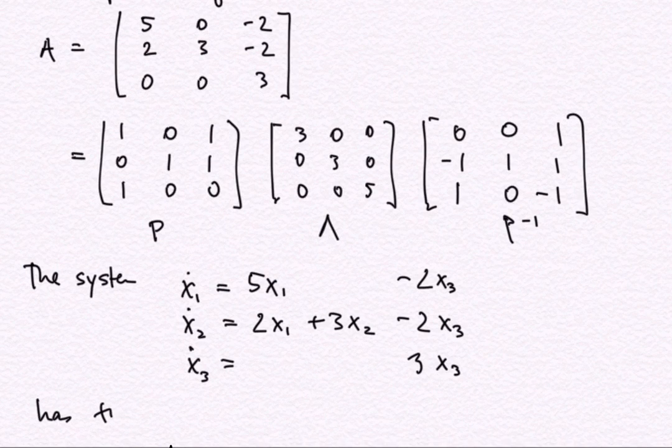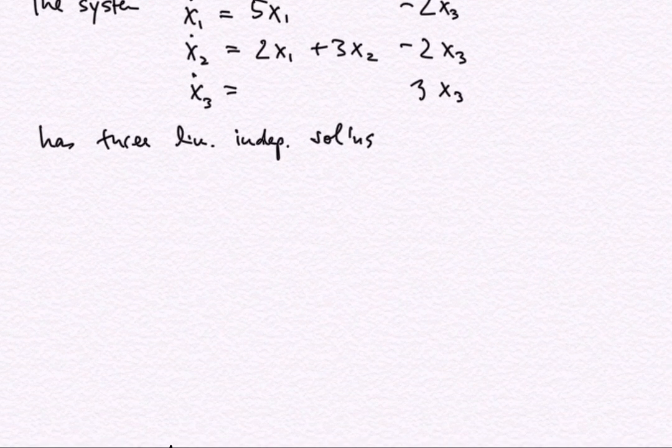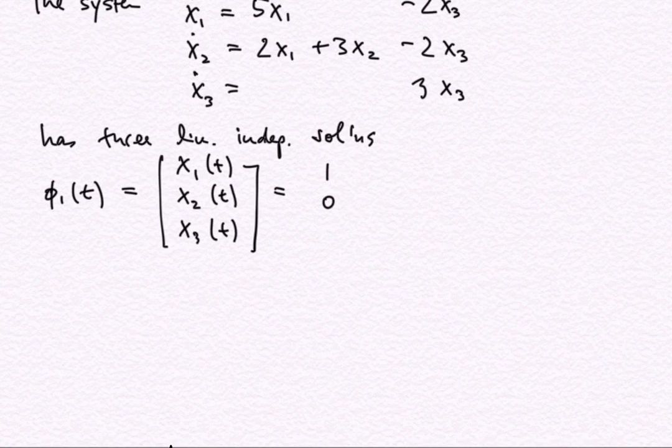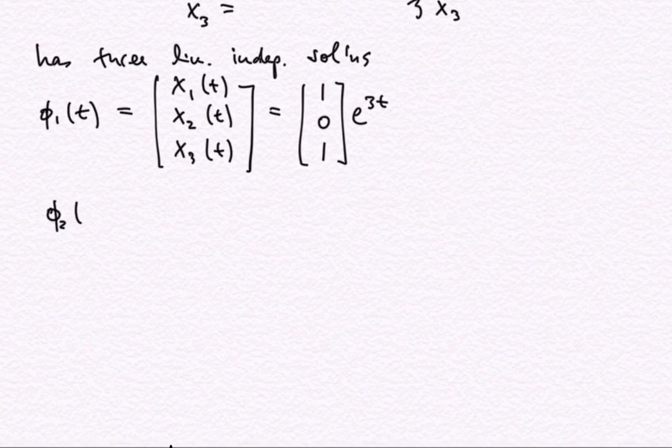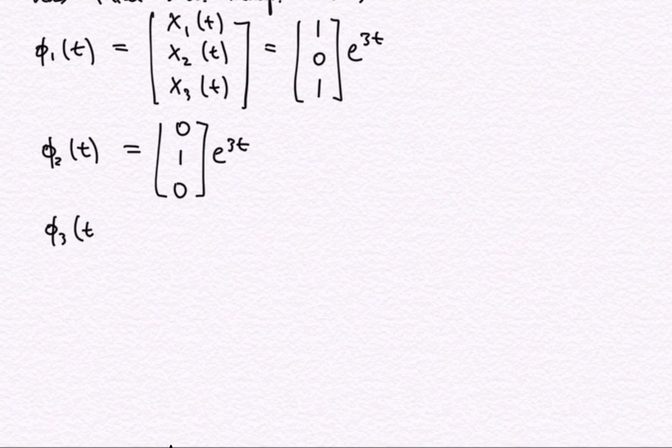The system has three linearly independent solutions given by the three eigenvectors and eigenvalues, and the fact that one of them is repeated doesn't really change anything. I'm going to write again, every solution x1, x2, x3 is now 1, 0, 1, first eigenvector, times e to the 3t, eigenvalue 3. The second, 0, 1, 0, and again, that was the repeated eigenvalue. And the third one is 1, 1, 0, eigenvector, e to the 5t.